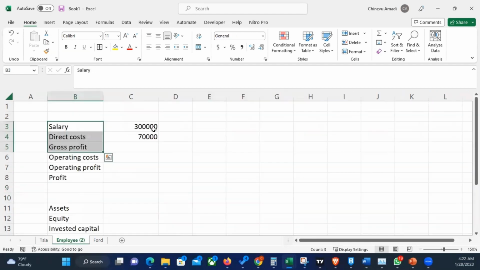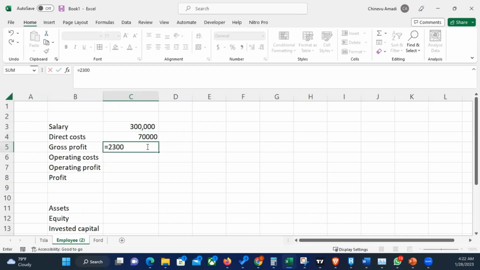Imagine you're an employee. Basically, you make money by salary. So let's look at someone that earns 300,000 naira a month. Now, what are direct costs? Of course, you have to go to work, right? Your transportation costs. Let's say you work from home, your electricity. All those direct costs that you must spend to do your work will be your direct costs. So let's assume that this employee spends 70,000 naira. Now the gross profit will be 230,000 naira.